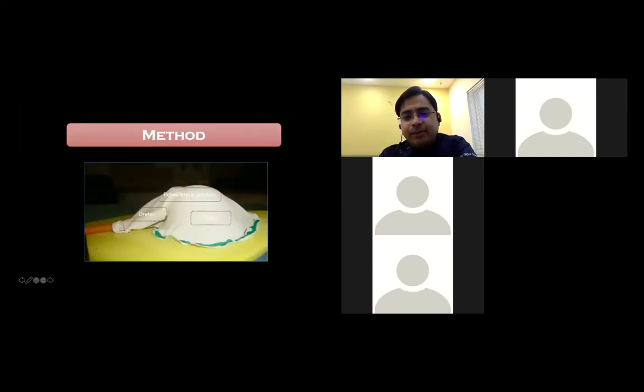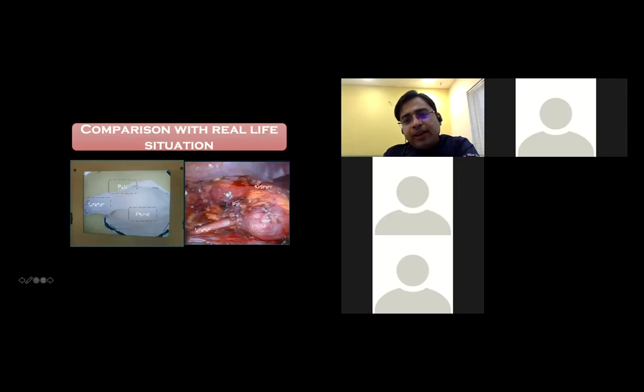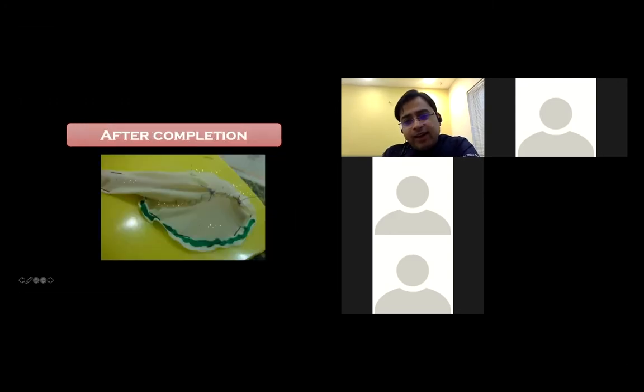This is a dilated pelvis. Here is the catheter. And the plan is to cut it right here and then sew it back. If you compare it with the real thing, this is the pelvis of the kidney, the ureter, this is the PUJ. So you make a cut here and then sew it back. The final appearance is something like this. This will help you practice suturing and practice the pyeloplasty operation in a dry lab.